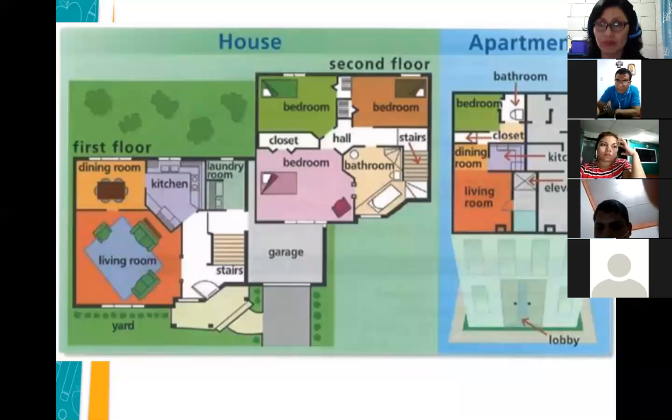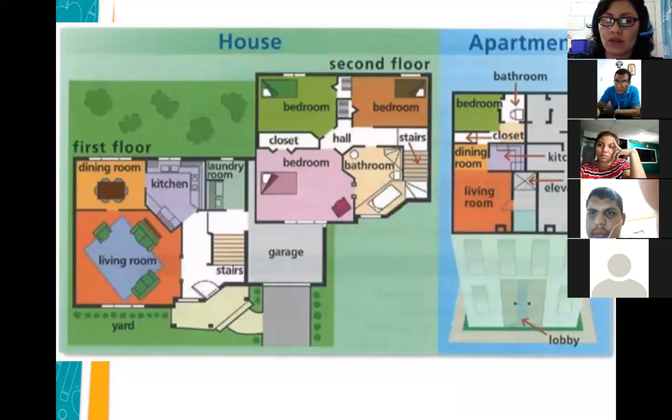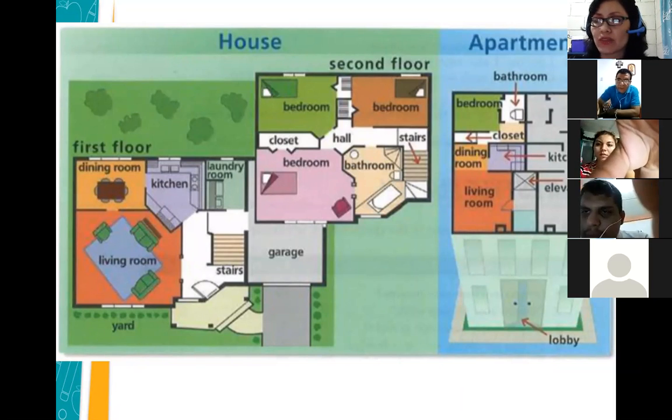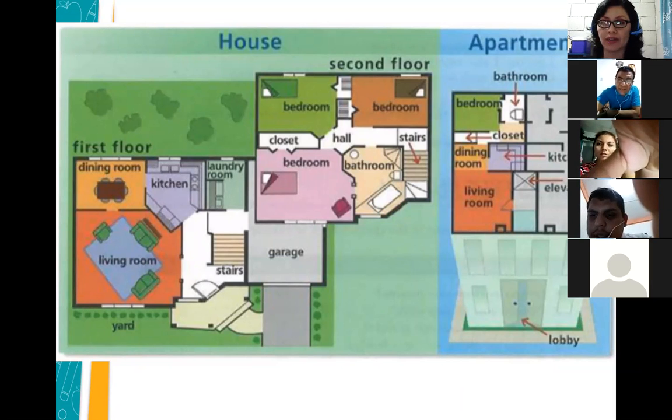What is the meaning of hall? Hall es pasillo, hall. Pasillo. Okay. What is the meaning of stairs? Stairs. Those are escaleras. Right? Stairs. Mm-hmm. Any other question?